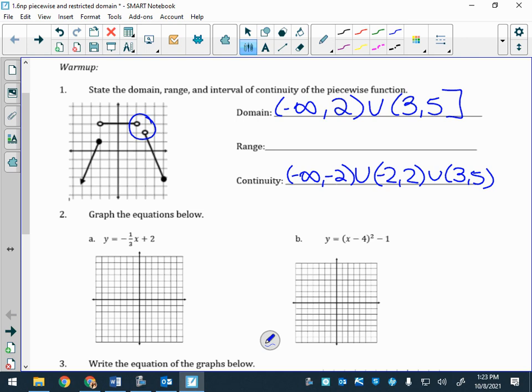Yes? Where? It's an open circle. All right. How about my range? What's my range? Paris? Okay. So negative infinity to 3 with parentheses. Anybody have something else? Is every y value being used? Addison? Okay, so negative infinity to 2.